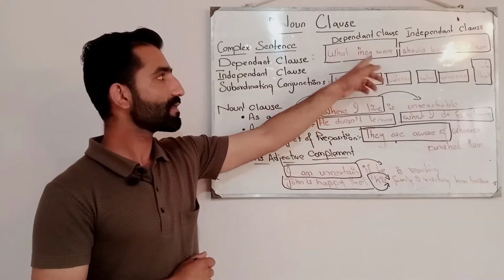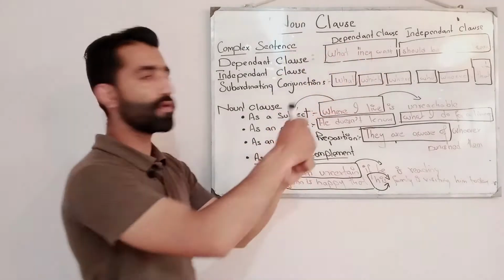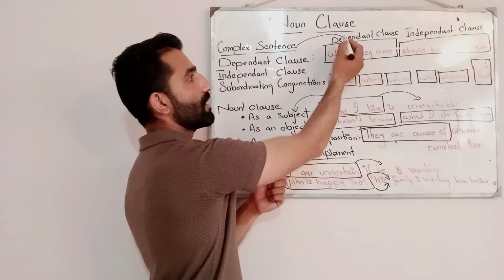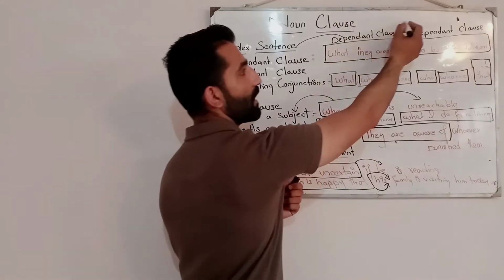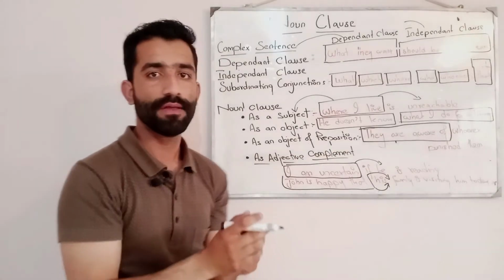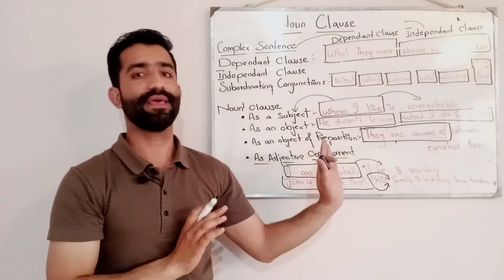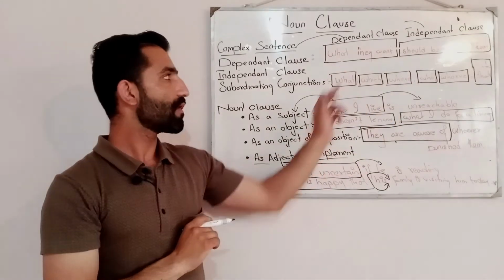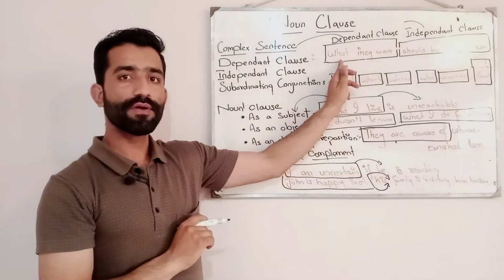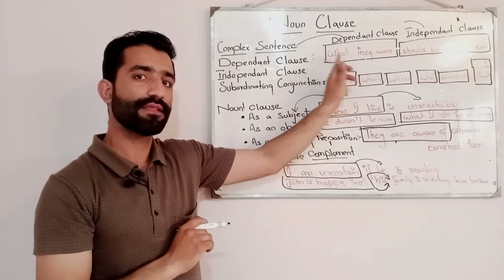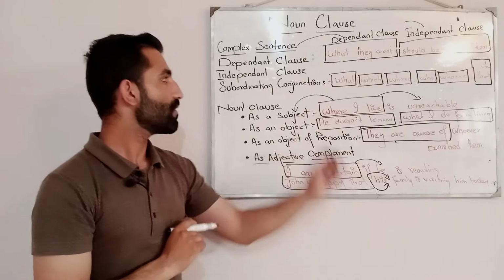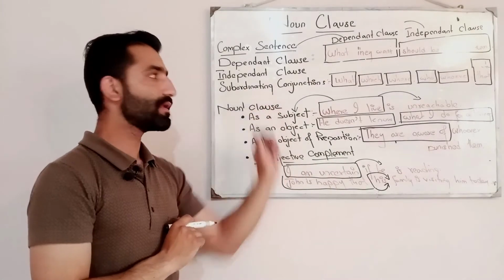So a complex sentence is a sentence that has two things: a dependent clause and an independent clause at the same time. Any sentence fulfilling this requirement is called a complex sentence, right? So, what makes a clause dependent? A subordinating conjunction. So we need to learn what the subordinating conjunctions are.